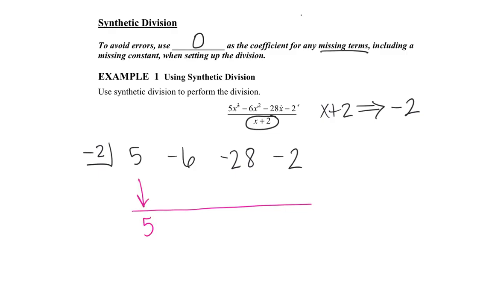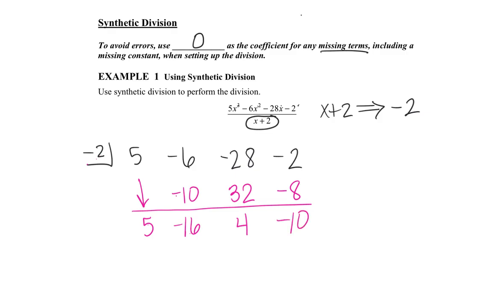So you just bring this down. Now multiply. Negative 2 times 5 is negative 10. Now add these two together. Negative 6 plus negative 10 is negative 16. Now multiply by negative 2. So it's constant. Multiply, add, all the way till you get to the end. So negative 2 times negative 16 is 32. Negative 28 plus 32 is 4. Negative 2 times 4 is negative 8. And negative 2 plus negative 8 is negative 10.